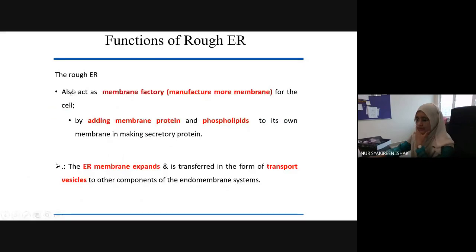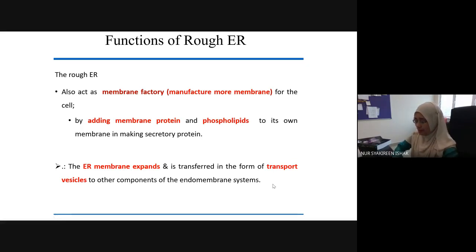Okay, so the RAF-ER also acts as membrane factory. Dalam satu slide awak tu, yang poin bawah sekali dia cakap RAF-ER also acts as membrane factory, which is to manufacture more membrane for the cell. It is done by adding membrane proteins and also phospholipids to its own membrane in making the secretory proteins. Therefore the ER membrane expands and is transferred in the form of transport vesicle to other components of the endomembrane system.